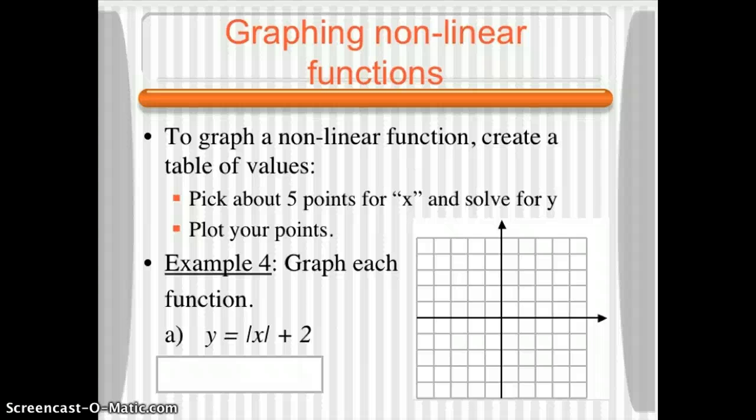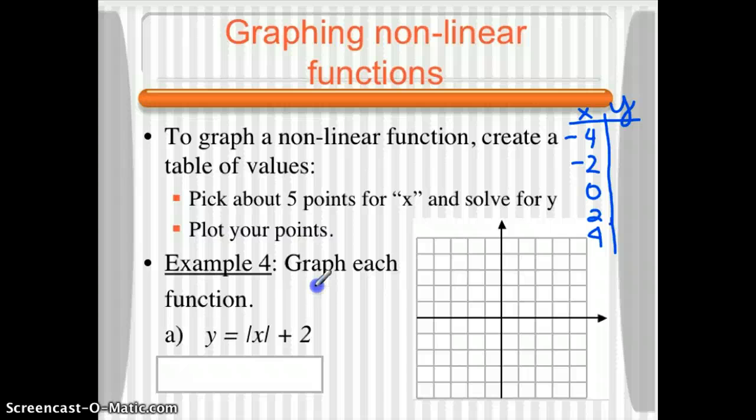So let's graph this function, y equals absolute value of x plus 2. I'm going to make a small table up here in the top right. And I am going to pick some points for x. And it's really smart to pick some negatives and positives, always include 0. I'm going to pick -4, -2, 0, 2, and 4. Okay, -2, -1, 0, and 2 would be fine. So then I'm just going to solve this. So y equals absolute value of x plus 2.